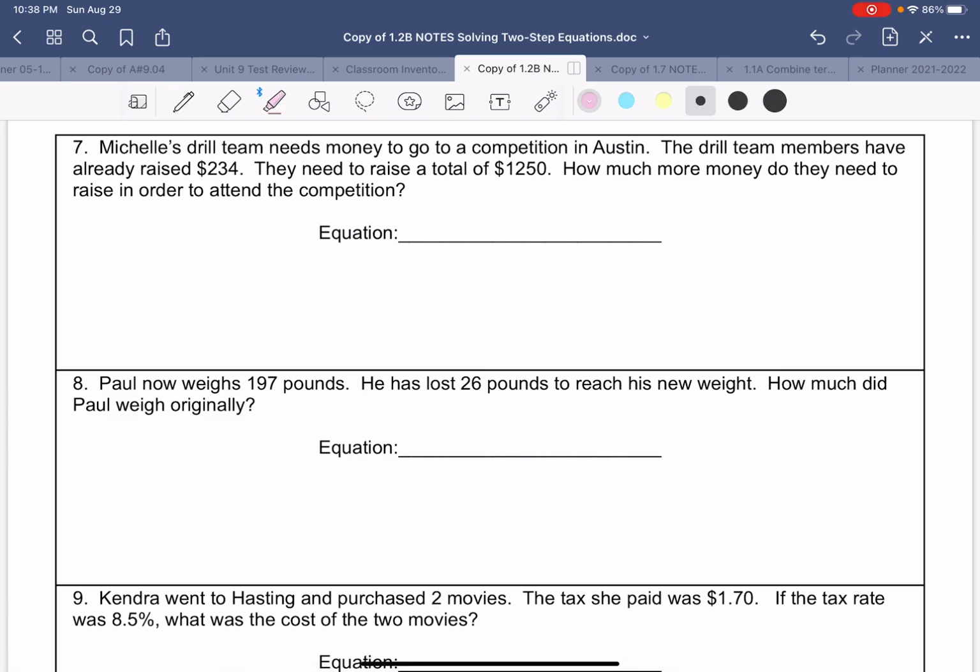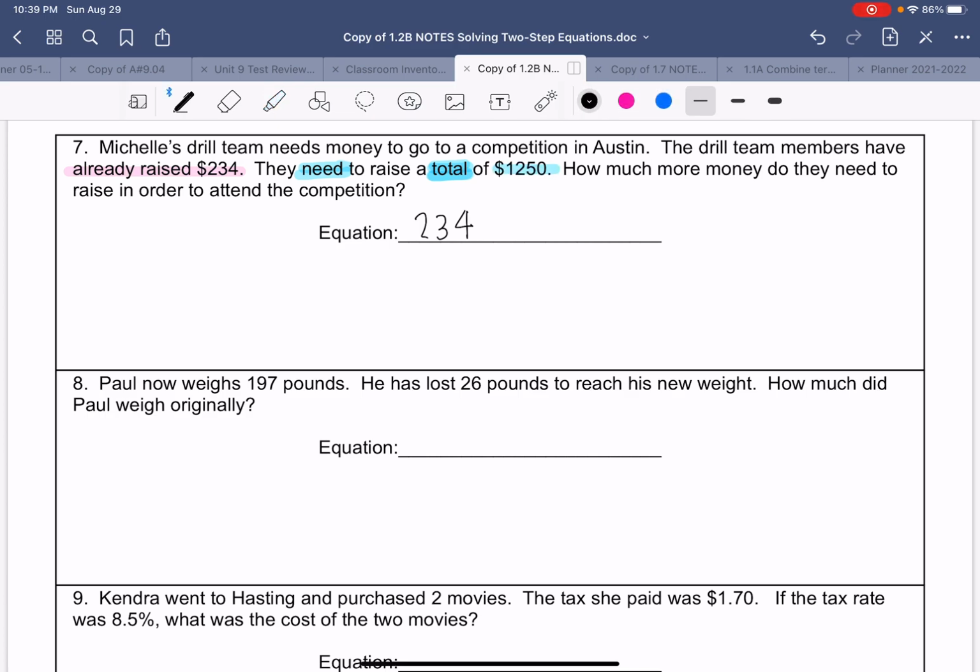So I like to read the word problem through once and then kind of go through and highlight and circle my important information. As I'm looking through this, I don't need sentence 1, but sentence 2 says the drill team members have already raised $234. So they are starting out with $234. I know that's going to be important in my equation somewhere, so I'm going to put that down. So $234. They need, keyword need, to raise a total, I like that word total, of $1,250.